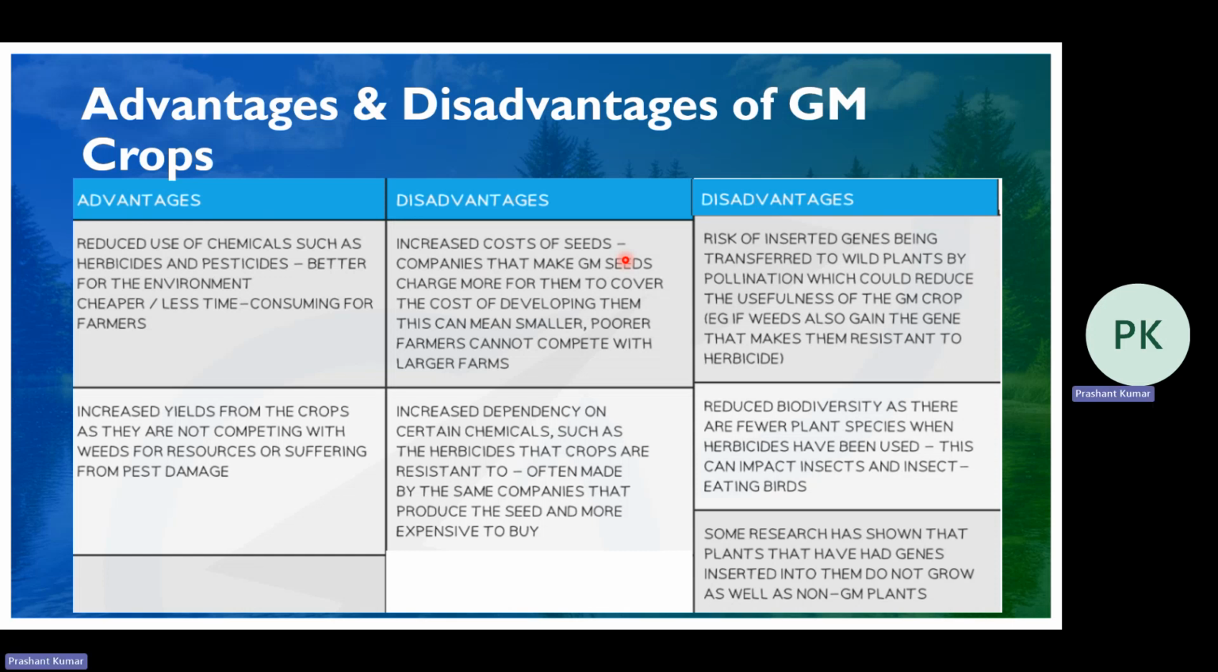Risk of the inserted gene being transferred to wild plants. Of course, we are disturbing the genetic base, right? If the weeds also gain the gene that makes them resistant to herbicides, that is a problem. Reduced biodiversity. Of course, if only one type of crop is there, there is a chance of disease spreading, and if disease spreads, biodiversity will be lost. Some researchers show that plants that have genes inserted into them do not grow as well as non-GM plants. So it's a practical conclusion given by the scientists.